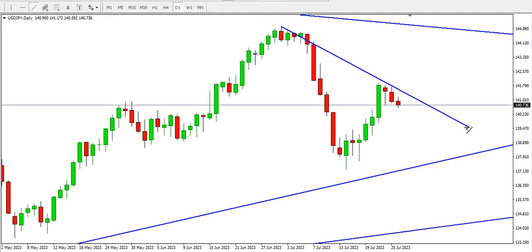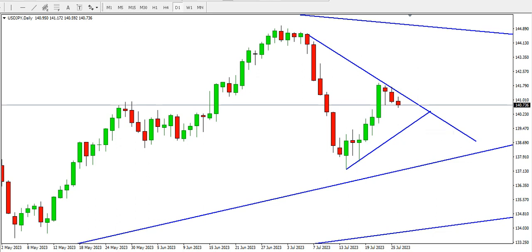So we have a descending trend line around here. We have this descending trend line around here. Okay, for USDJPY, we have this ascending trend line around here. Okay, so price is expected to range for some time.